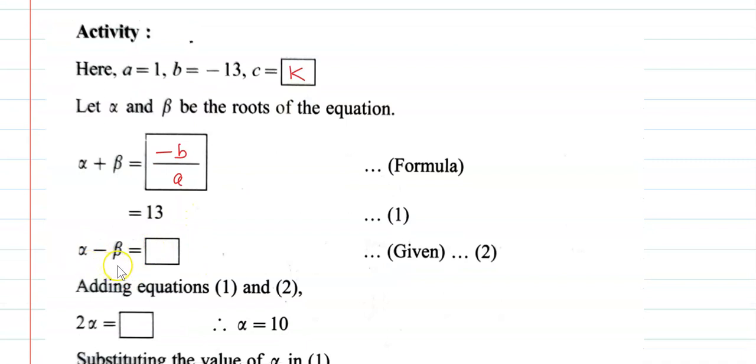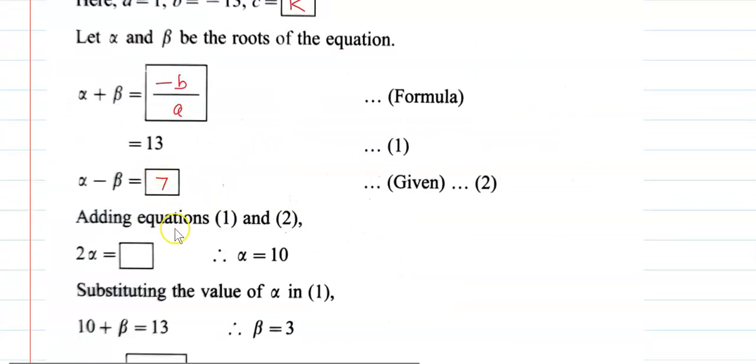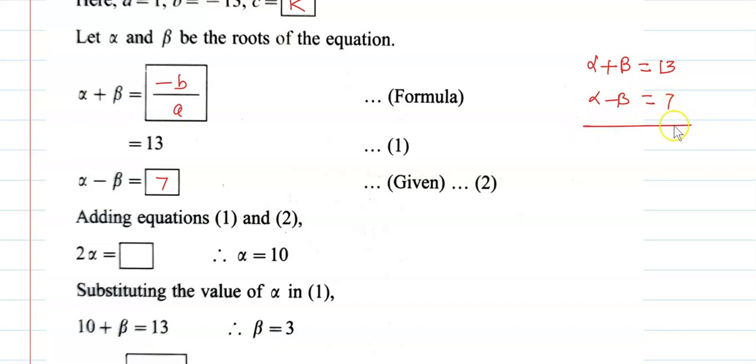Alpha minus beta. We have been given the difference of the roots, that is 7. Alpha minus beta is 7. Now adding these two equations, alpha plus beta is equal to 13 and alpha minus beta is equal to 7. If we add it, then you will get 2 alpha is equal to 20. Therefore, alpha is equal to 10.